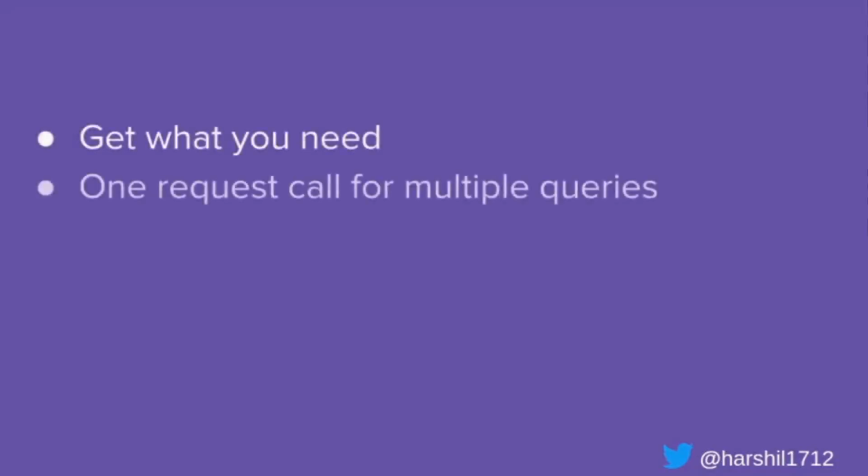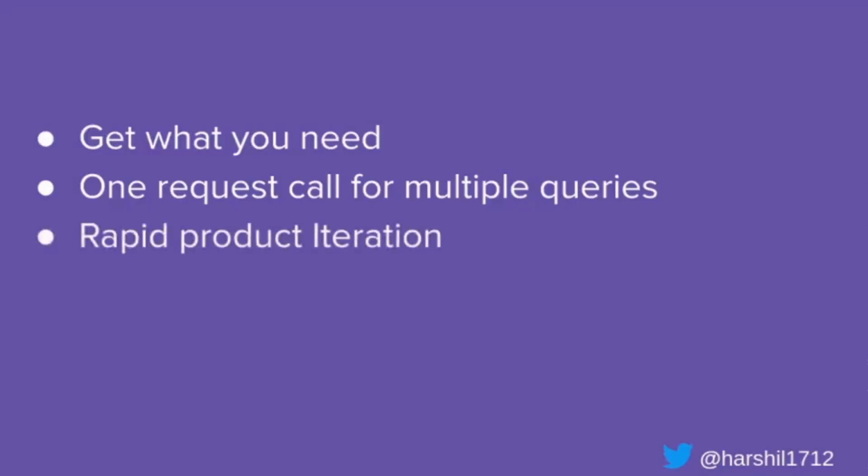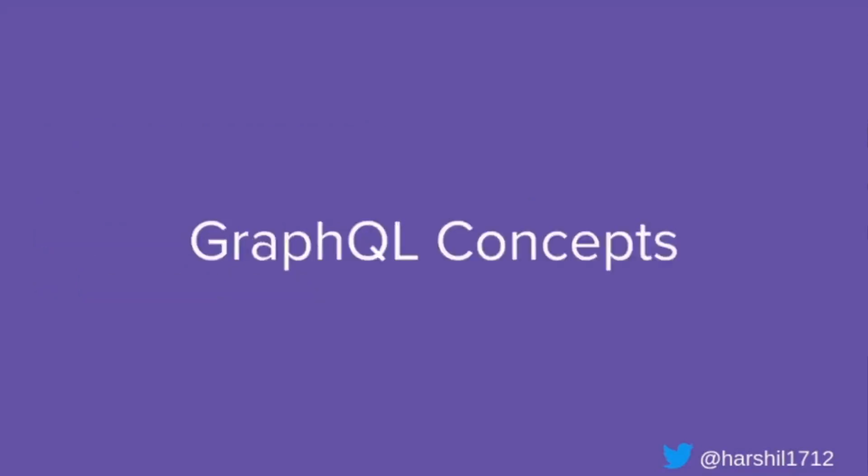Now let us summarize it. With GraphQL, we get what we need. With only one request call, we can execute multiple queries, while it is not the case for REST. We can do rapid product iteration, and GraphQL has powerful tools. Now let us look at how we can execute these queries and mutations in GraphQL and understand these concepts.